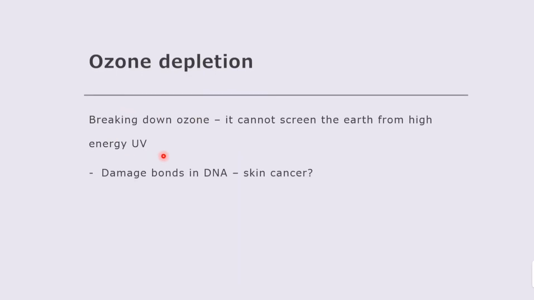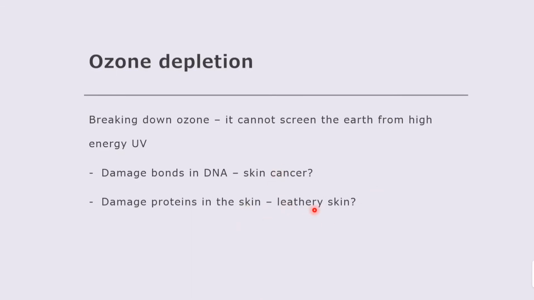And this is very bad because it can damage bonds in our DNA. And this means that it can lead to skin cancer. It can also damage proteins in the skin, so this high energy UV can damage these proteins, which can cause our skin to go leathery.